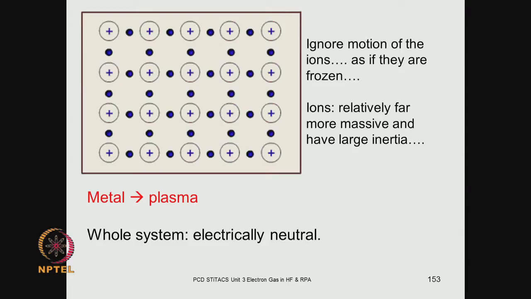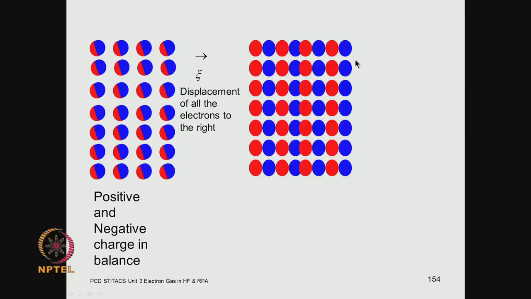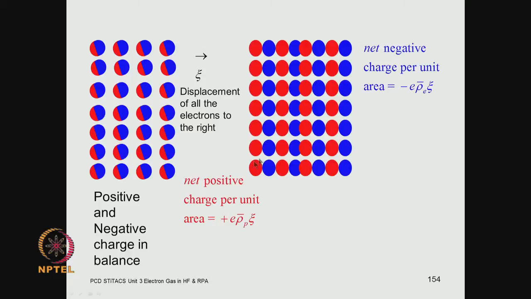What we are going to do today is to consider oscillations of the electron gas. I had referred to this picture earlier, that you have a positive and negative charge in balance. You consider a small displacement of the electron gas to the right, so that you have a net negative charge on the right side of this figure and a net positive charge on the left side. So, there is a net negative charge per unit area, which is minus e rho times xi, if rho is the volume charge density, and then you have a net positive charge per unit area on the left side, which has the same magnitude, but a positive sign. The surface charge density is e rho xi.